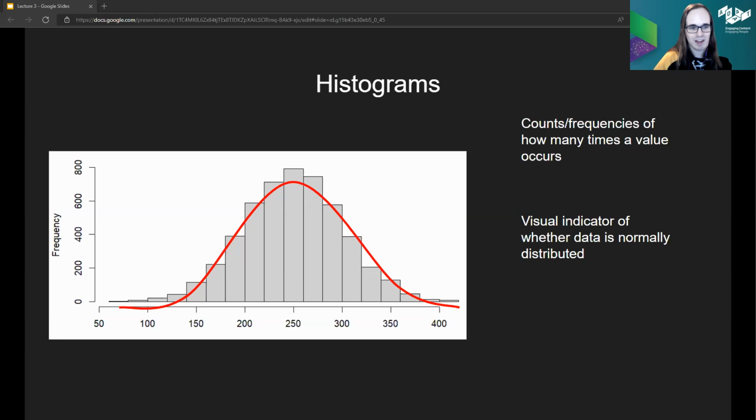But for now, the best way to check if you have normally distributed data is to just make a histogram and see if it roughly follows that bell shape.